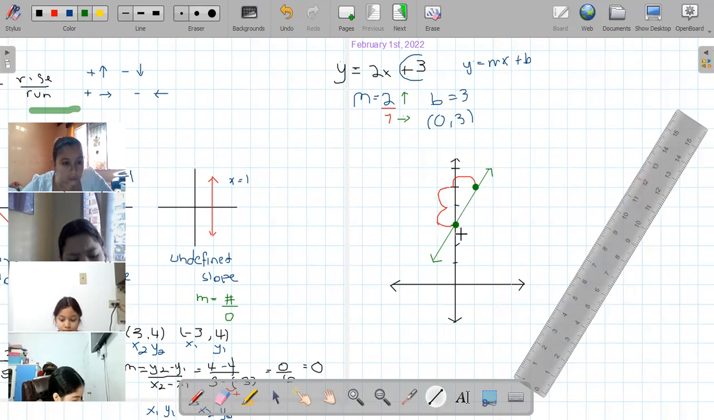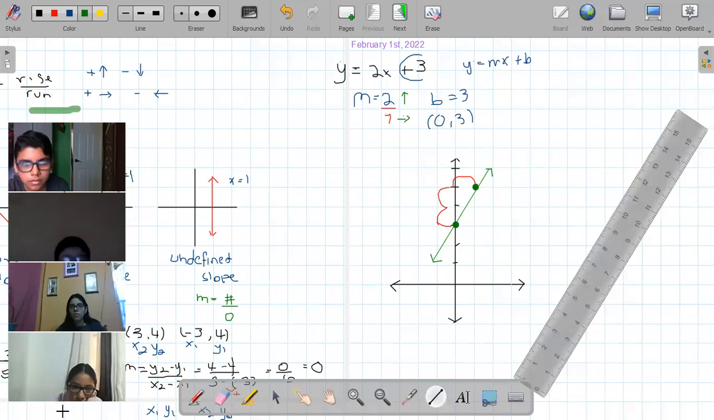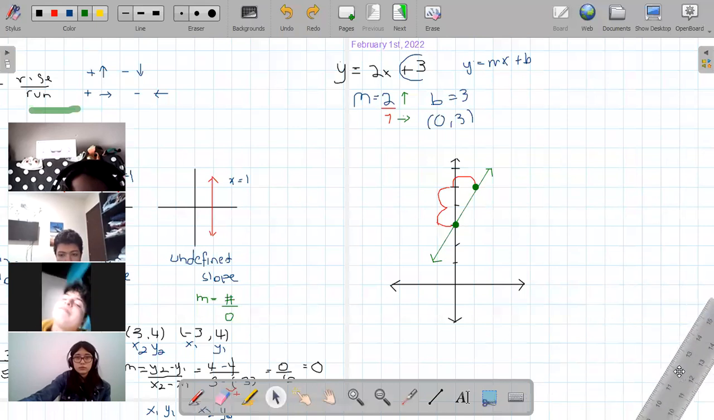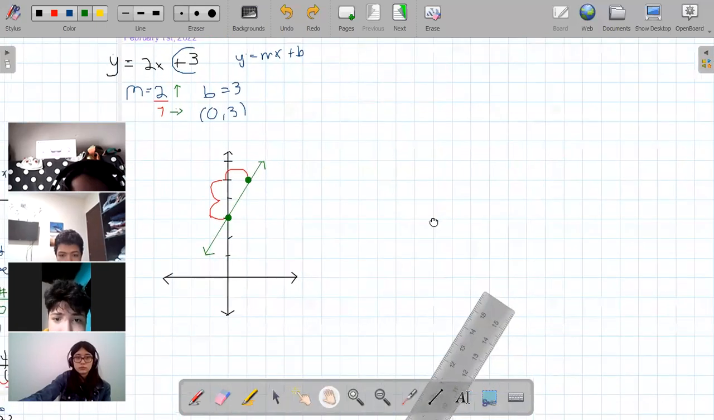Questions? No? That's it. That's the slope-intercept form equation and how you graph it using this second method. Is it too easy, right? So easy. Now let's do another one. Let's do another one. Move the ruler down here. And let's move this to the side.